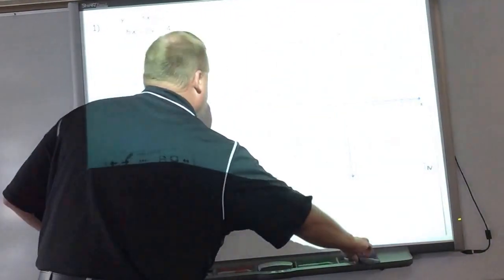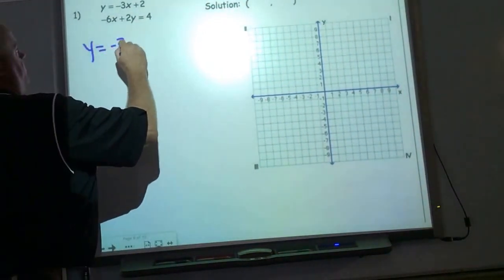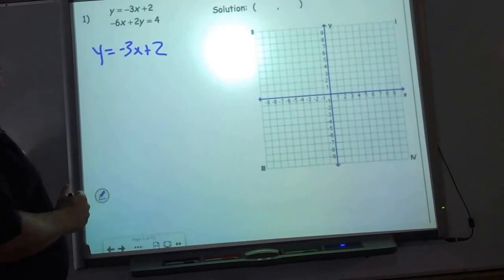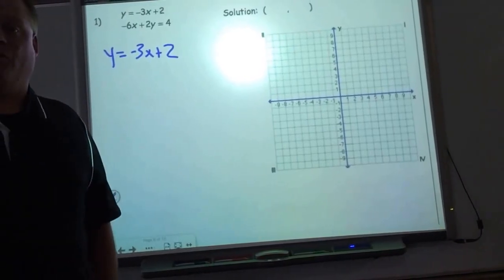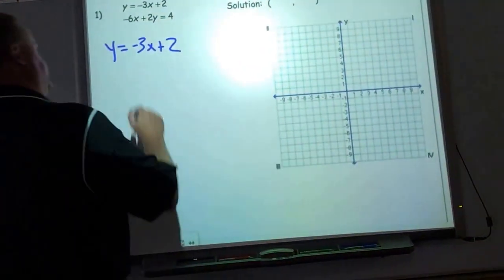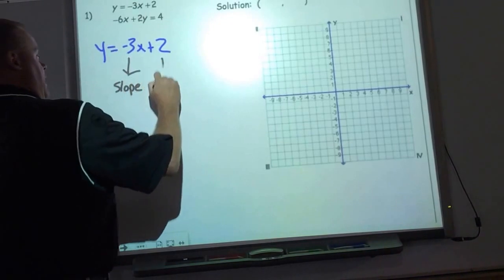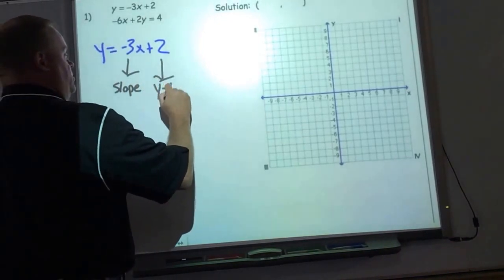Well, if I look at the first one, I've got y equals -3x plus 2. Well, I'm in slope-intercept form. And if we remember correctly, slope-intercept form basically tells me that this -3 is my slope, and this 2 is my y-intercept.